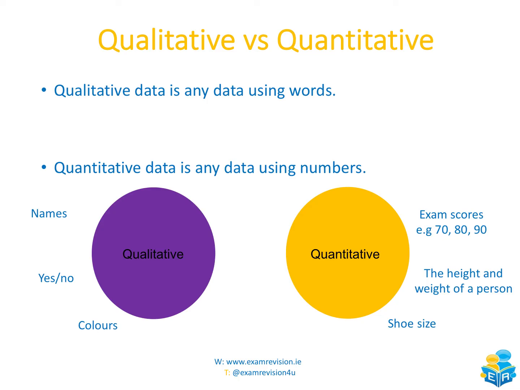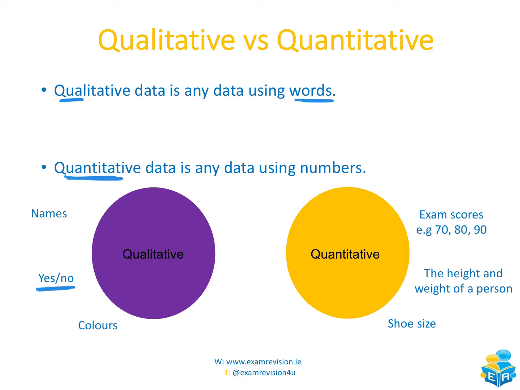So within your habitat study then, you would have carried out both a qualitative and a quantitative study. So a qualitative study is any data that uses words. So most likely you're recording yes or no answers. Was this organism present? Yes. Was this organism present? No. Okay, or you're naming them. So you might have got grass, you might have seen a dandelion, you might have seen a woodlouse. So it's anything to do with words.